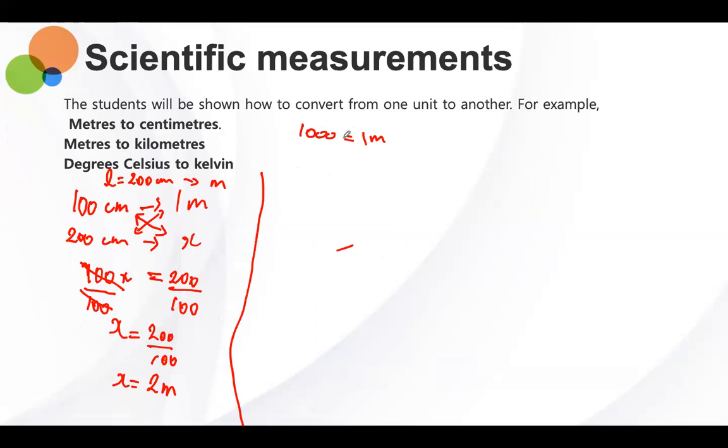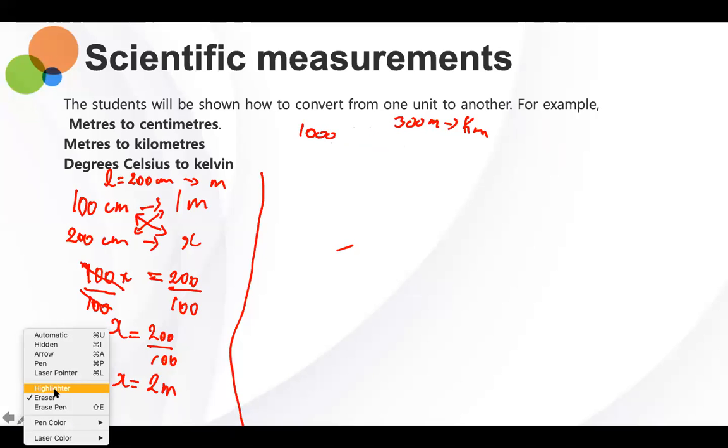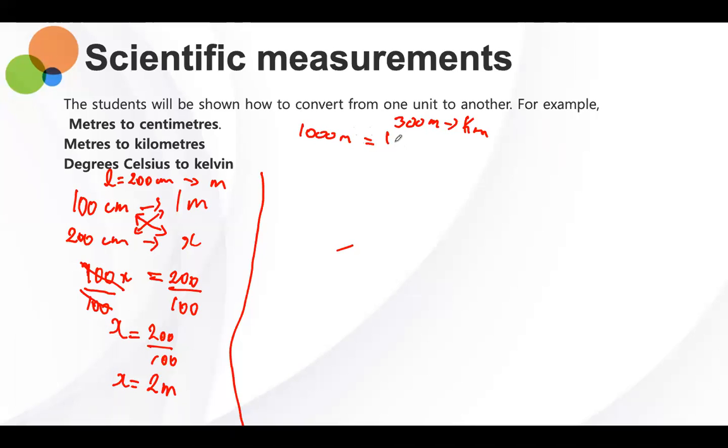And let's say we want to convert 300 meters to kilometers, right? Which side would we place the 300? Over this side or over this side? Wait, give me a second. Let me fix something. There's a mistake here. 1,000 meters is equal to 1 kilometer.